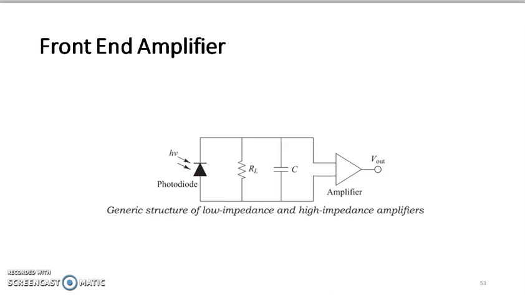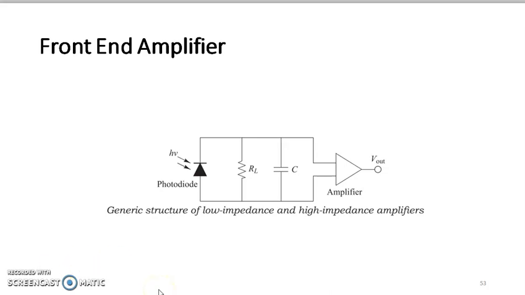Now, there are various noise sources present at the front end, and that gives us the sensitivity and bandwidth of the system. Front-end amplifiers used in optical fiber communication are classified into three broad categories. One is the low impedance, second high impedance, third transimpedance.